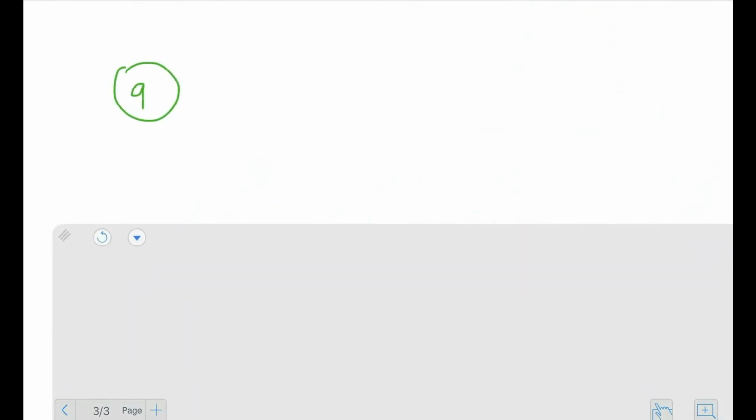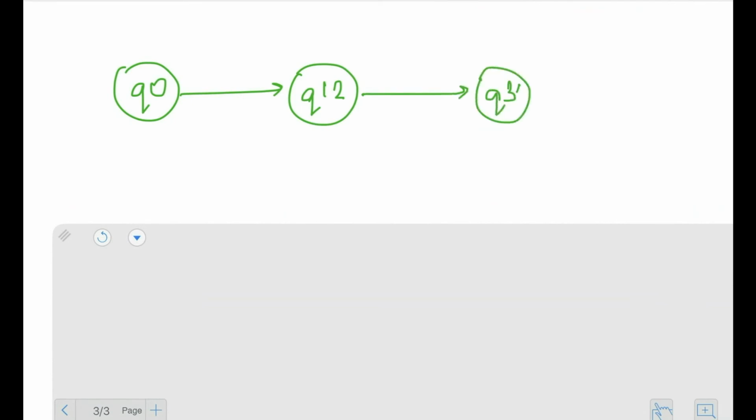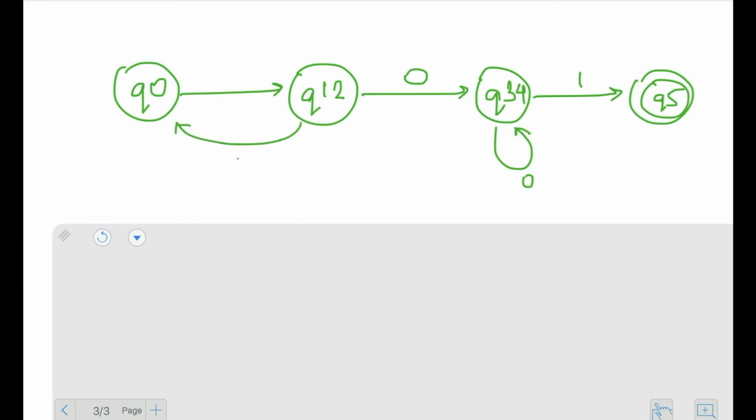I have Q0 from where I can go to Q1, Q2, from where I can go to Q3, Q4, from where I can go to Q5, which is a final state. So this is the DFA that I'm going to get, and I can now write my transitions accordingly. So I remember that this goes to itself on a 0, it goes to Q5 on a 1, this would be on a 1, and actually this would be on a 0. On a 1 this would just come back to Q0, and from Q0 it goes to Q1, Q2 on a 0 or a 1, and Q5 just loops to itself on a 0 or a 1.